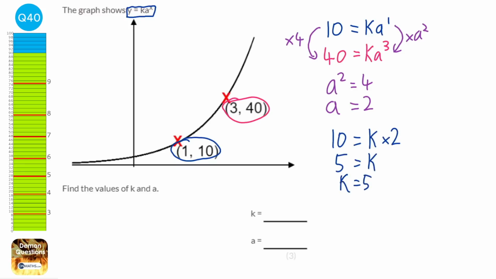So our answers will be k equals 5 and a equals 2. Now check that works. So let's have a look at this second coordinate, and we're going to do y equals 5 times 2 to the power of 3. 2 to the power of 3 is 8. 5 times 8 is 40. So we know that our equation works.